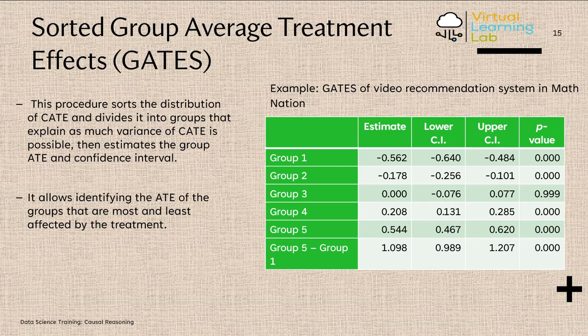For group 1, the average treatment effect is actually negative. So they not only did not benefit, they did worse if they were treated. Same thing for group 2, and group 3 did not benefit. Then groups 4 and 5 had a positive average treatment effect for the video recommendation system. The difference between group 5 and group 1 is 1.098, so it's a large number. So there was a lot of heterogeneity here in the effect of the video recommendation system.